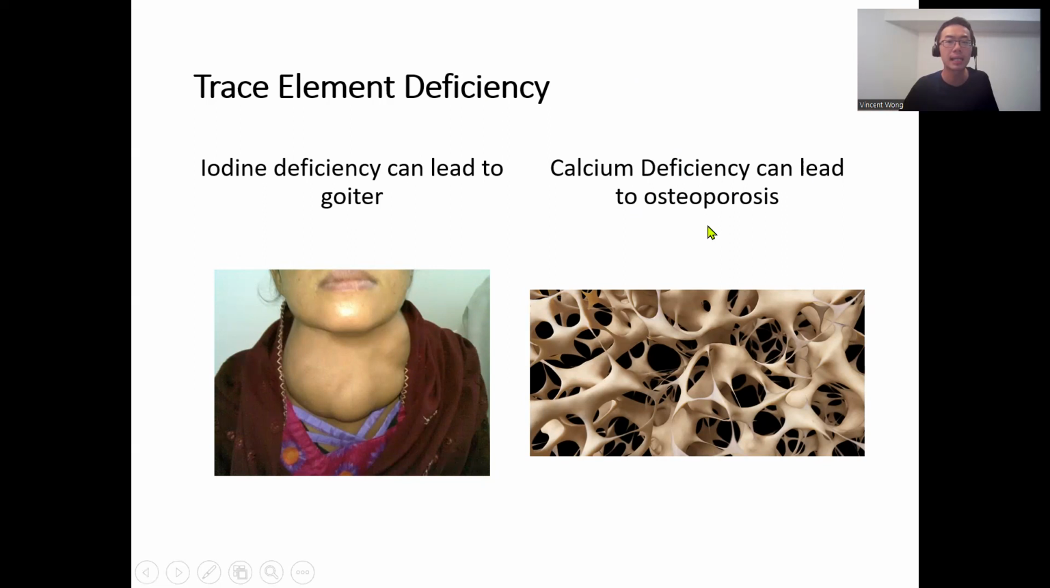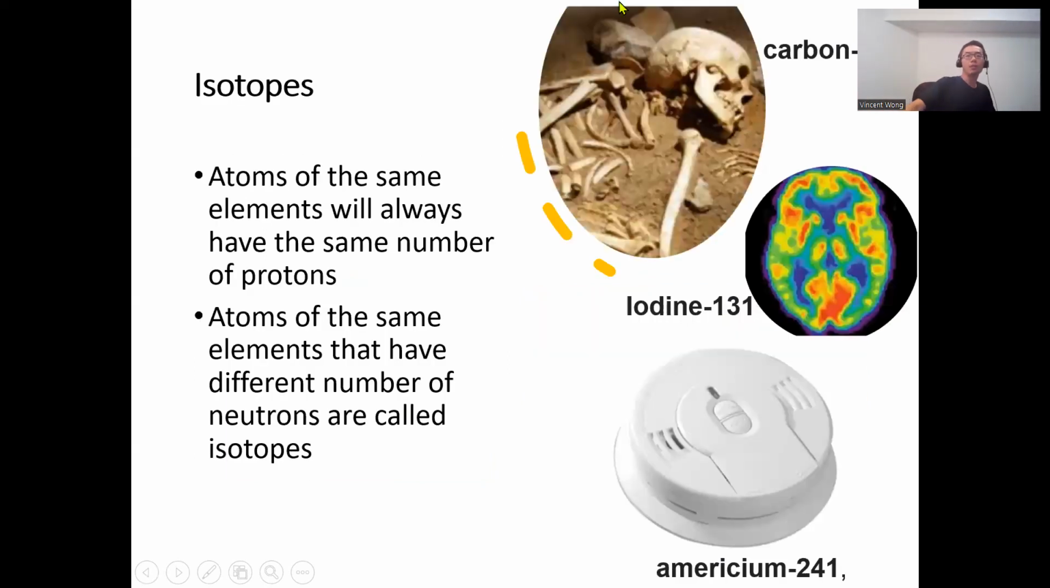Calcium deficiency can lead to osteoporosis. The bones become very porous, and then you can break them when you fall. All right, moving on, we have something called isotopes. If you look at the atoms of an element, let's pick carbon, for example, not all carbon atoms are the same, okay? It turns out some carbon atoms are heavier than others.